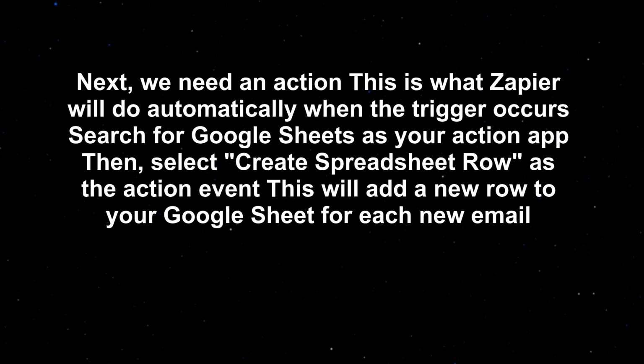Next, we need an action. This is what Zapier will do automatically once the trigger occurs. Search for Google Sheets as your action app. Then, select Create Spreadsheet Row as the action event. This will add a new row to your Google Sheet for each new email.